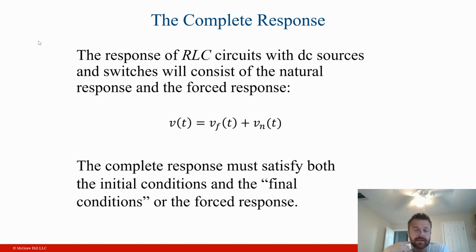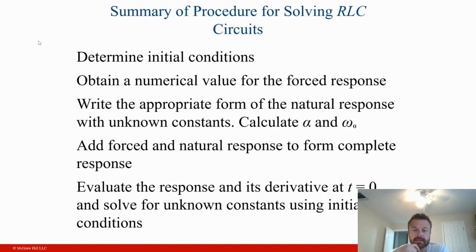The one thing that I do want to note is just like the prior chapter, when we have those unknown constants in our total response, which is the forced response plus the natural response, you can't determine them solely for the natural response like we've done so far. The entire response has to satisfy the initial conditions, so you don't solve for those parameter values until the end.